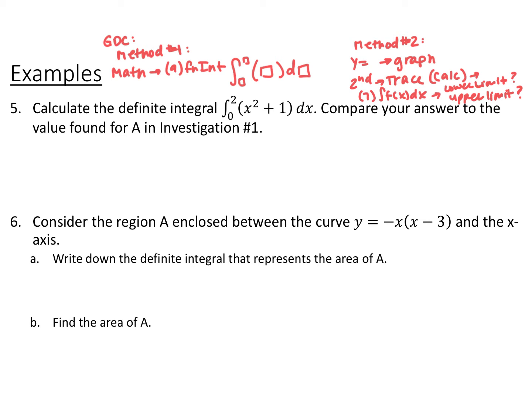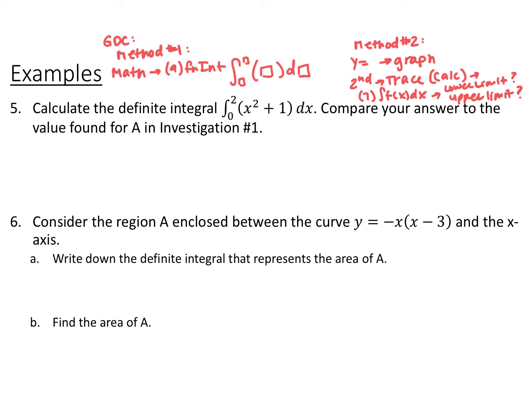The other method is if you already have your function graphed under y equals, you graph, go to second trace, which is calc, and then number 7 is your integral. It will ask for your lower limit, just type in whatever your lower limit is, and then it'll ask for the upper limit, type in that, hit enter, and it will give you your integral from there, and it'll even shade it on your graph.